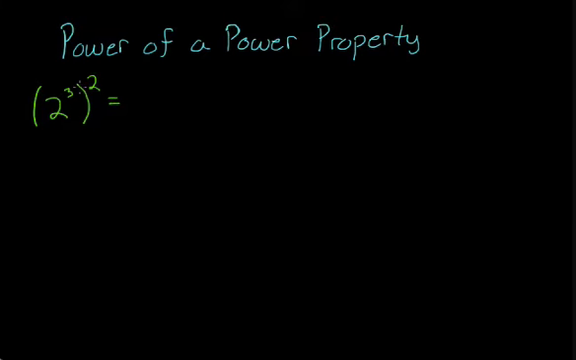There's two ways of looking at this. First thing we could do is evaluate the expression inside the parentheses. So 2 cubed is just 8, and we're going to square 8. And we know that 8 squared is 64.